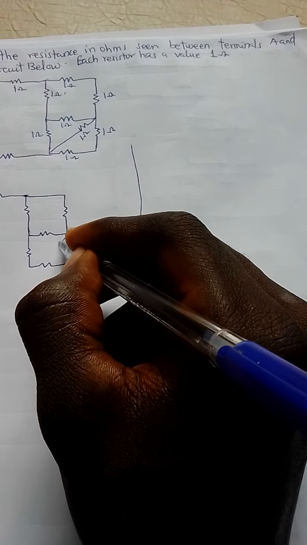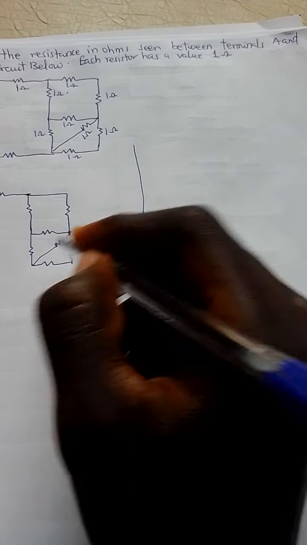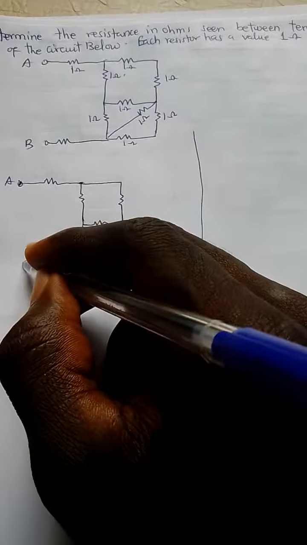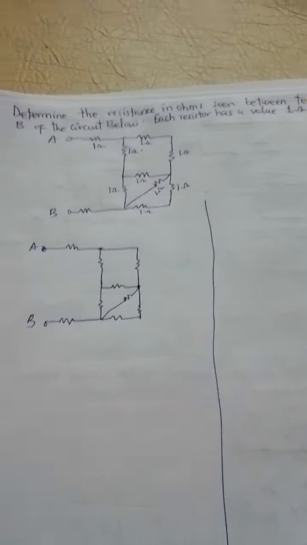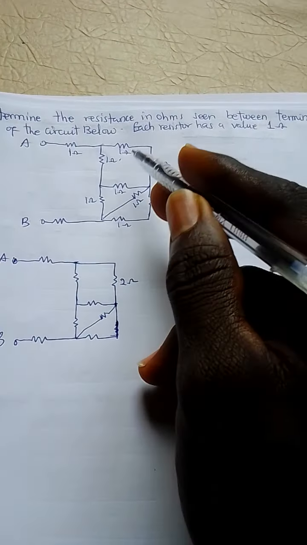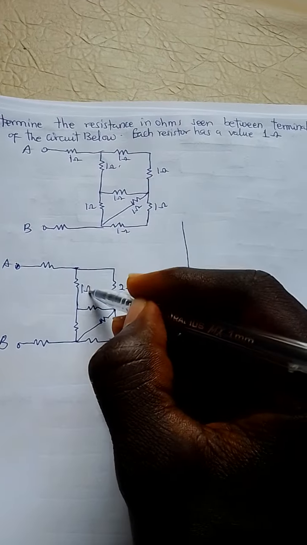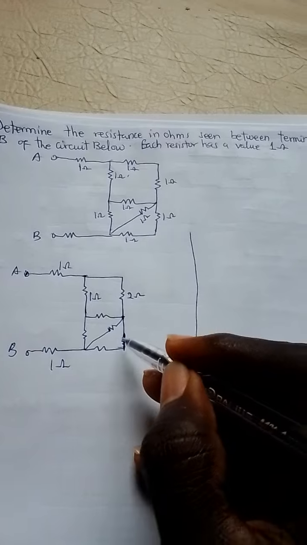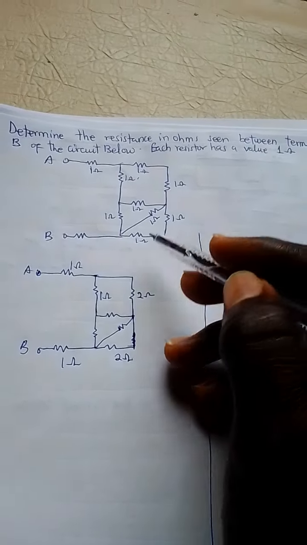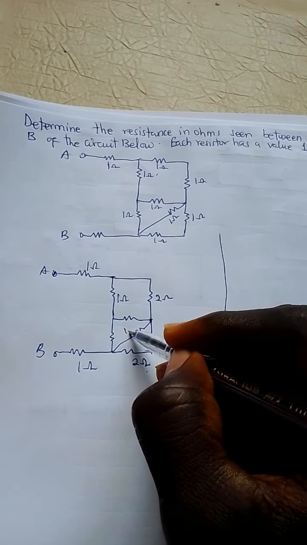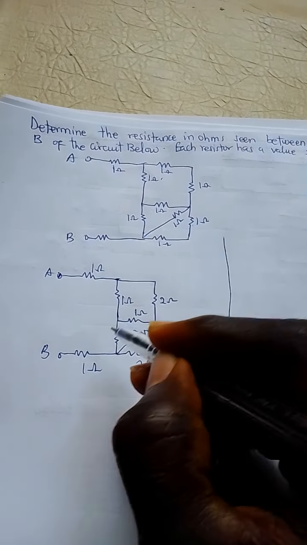I'm having this. So right now I have my 2 ohm here. I've combined this one and this one. I have my 1 ohm here, my 1 ohm here, and 1 ohm here. I also have my 2 ohm here. That is the combined this and this. That gives me this 2 ohm. And I also have my 1 ohm here, and I have my 1 ohm, as well as my 1 ohm.